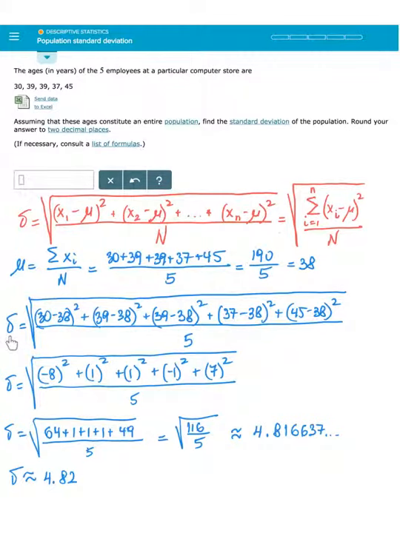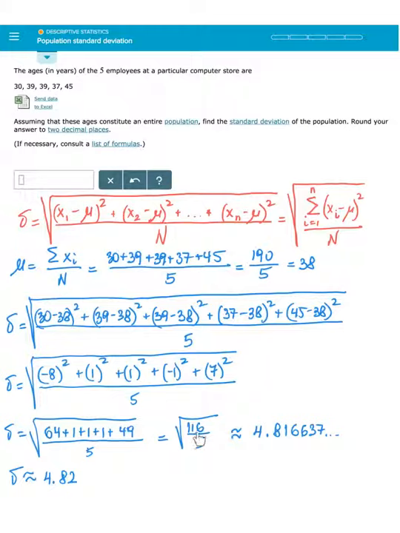Now I am substituting all information I have into the formula above. My standard deviation will be first element 30 minus mean, square that difference. Second element 39 minus mean, square that difference. Continue like that through all elements. When I find these differences, I get negative 8, 1, 1, negative 1, and 7. Don't forget to square each one of them. And when I square these quantities, I got 64, 1, 1, 1, and 49, and all of that divided by the size of the population of 5.